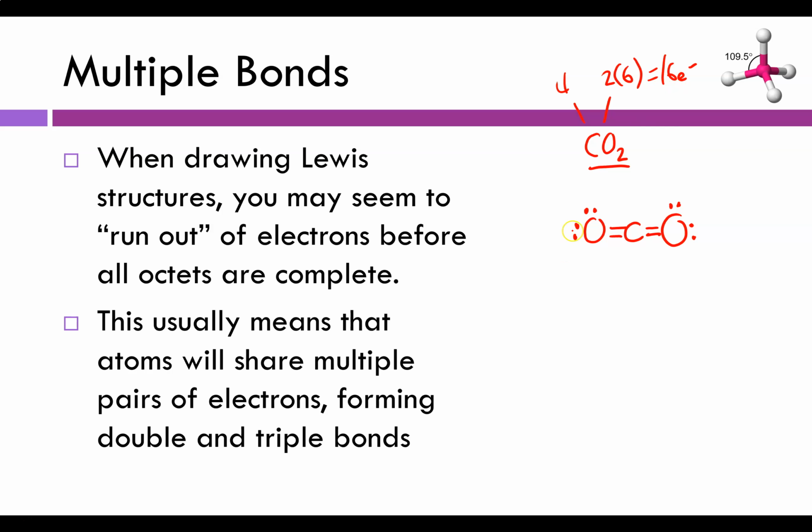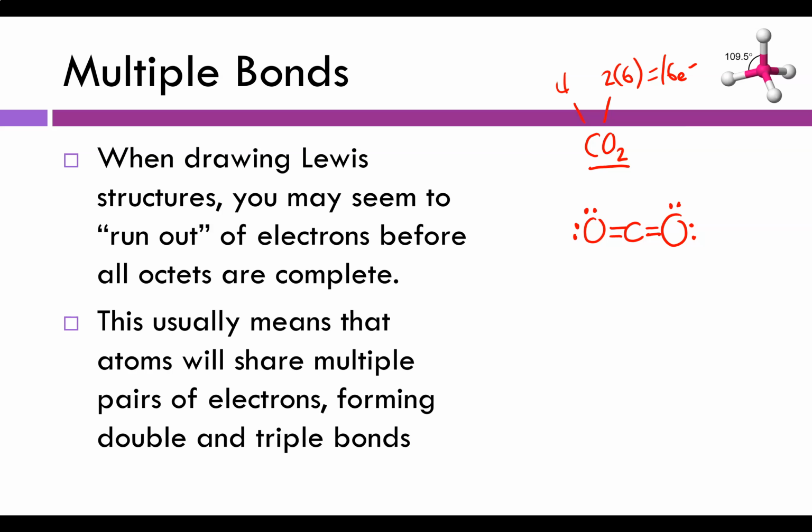Now I still have my 16 electrons, 2, 4, 6, 8, 10, 12, 14, 16, but I've also completed octets, 2, 4, 6, 8 for each oxygen, 2, 4, 6, 8 for carbon. At this point in the game, if you have a Lewis structure drawn and there is an unpaired electron hanging out somewhere, you probably have done something incorrectly. While those do exist in nature, they're called free radicals, they are a little beyond where we are right now. So none of the structures you work with are going to have unpaired electrons. Just a heads up.